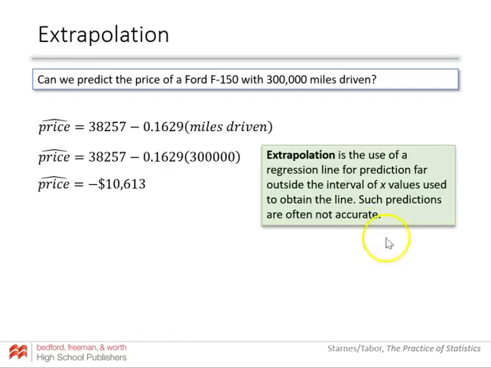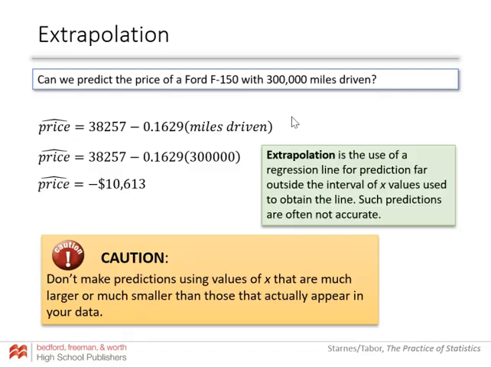Okay, when we are using x values that are far beyond our collected data, either a lot smaller or a lot bigger, we call that extrapolation. A lot of times that is not accurate because things change. Like once we get over a certain amount of miles driven, the value of the truck might not follow that same pattern. So we want to be careful that we're not using those predictions, or that we note that those predictions may be off because our data is far outside of what we have collected.